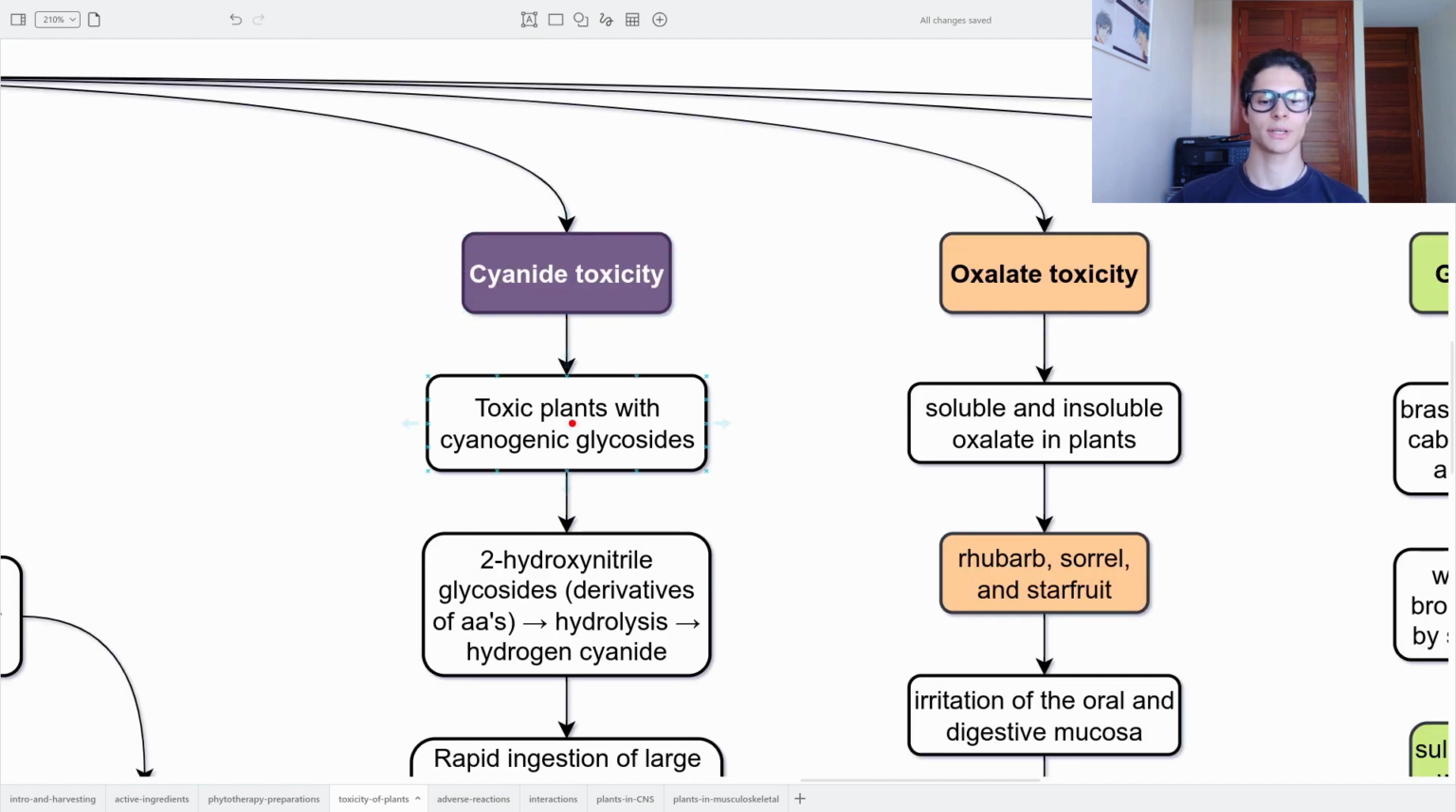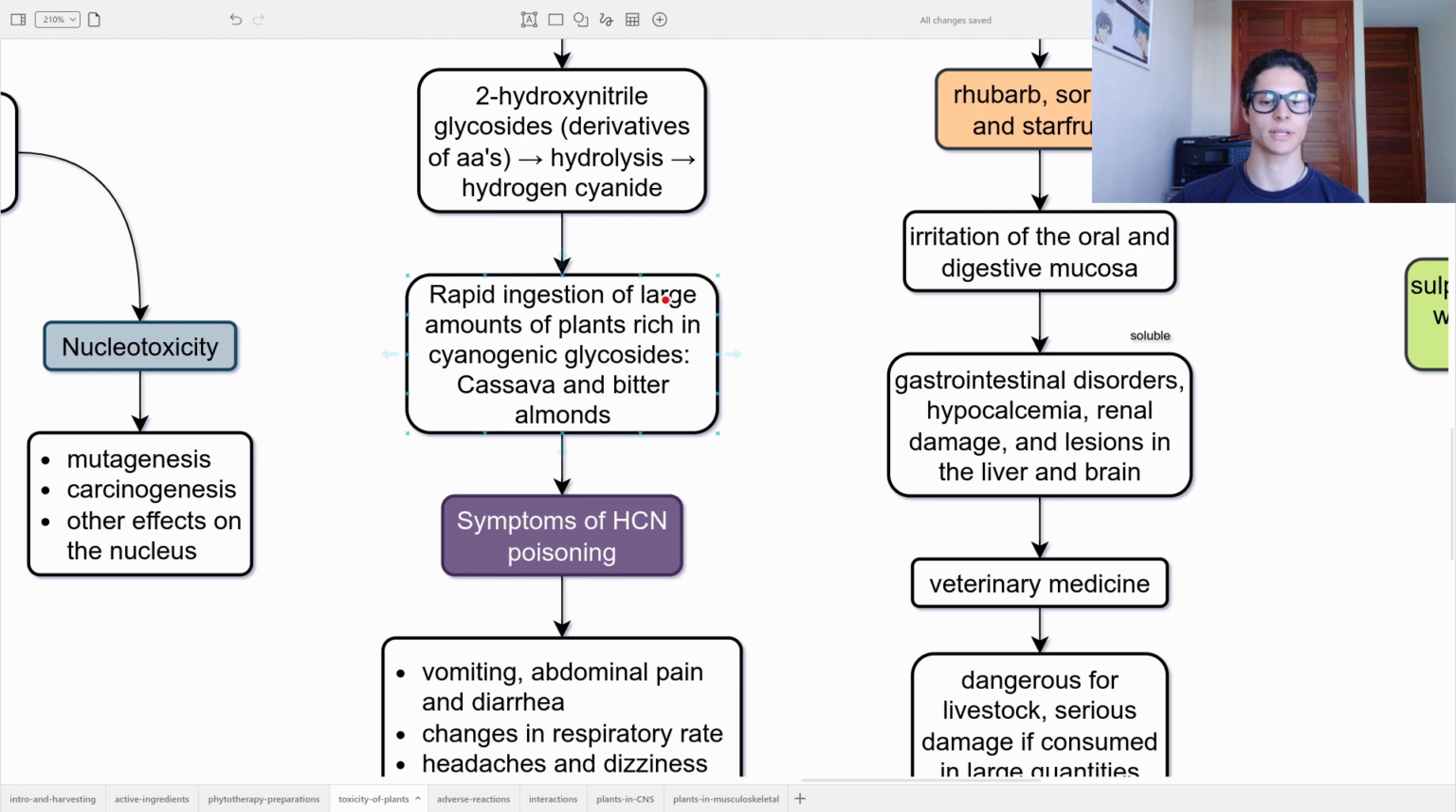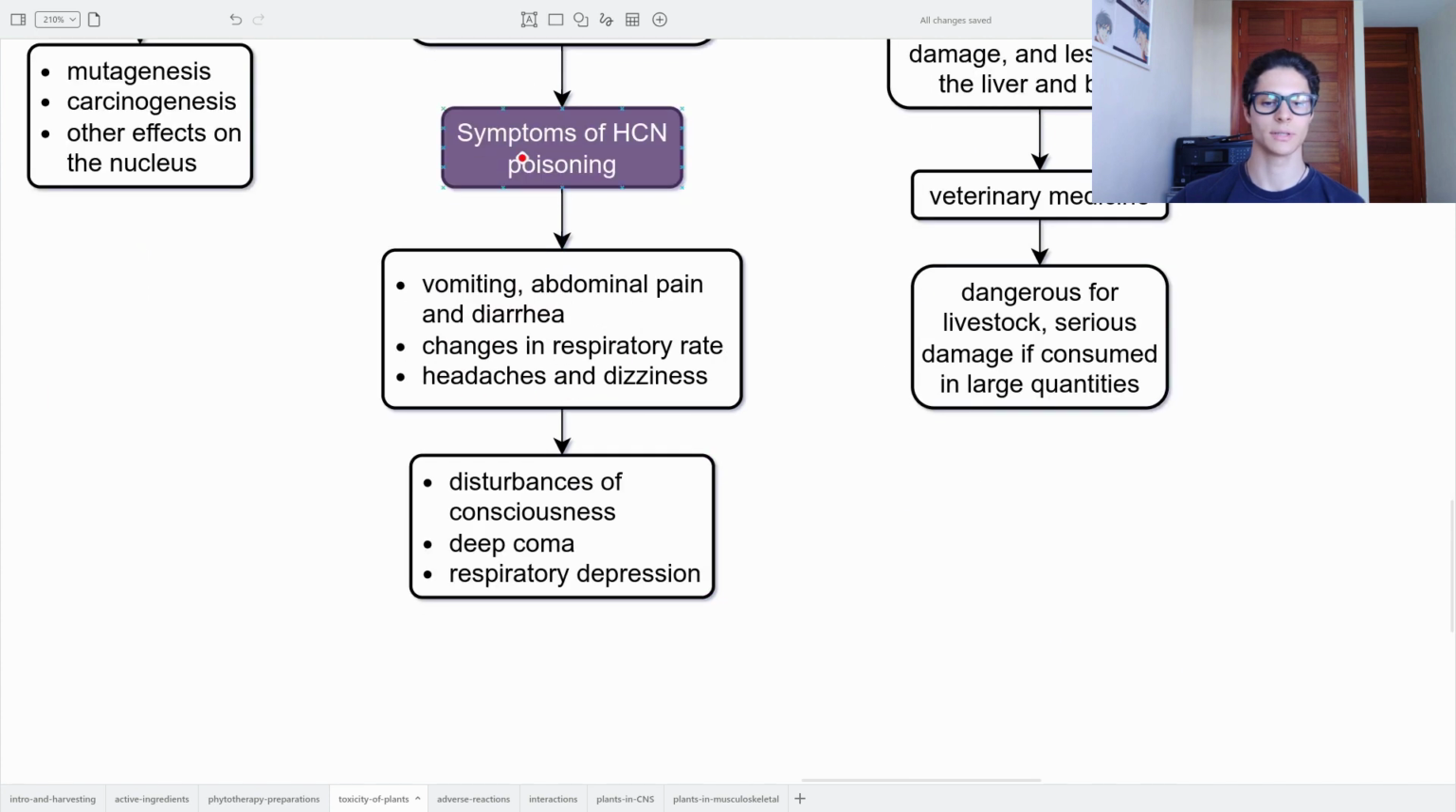Cyanide toxicity, toxic plants with cyanogenic glycosides. 2-Hydroxynitrile glycosides. These are derivatives of amino acids. They suffer a hydrolysis and they produce hydrogen cyanide, which is the toxic compound. This toxicity happens when there is a rapid ingestion of large amounts of plants rich in cyanogenic glycosides, such as cassava and bitter almonds. The symptoms are vomiting, abdominal pain and diarrhea, changes in respiratory rate, headaches and dizziness. And there are disturbances of consciousness, deep coma, and respiratory depression.